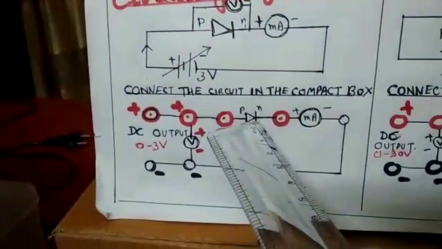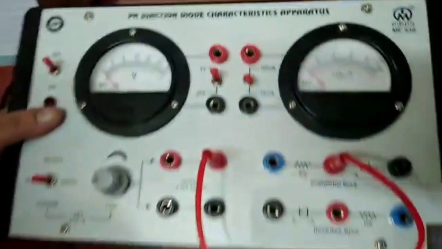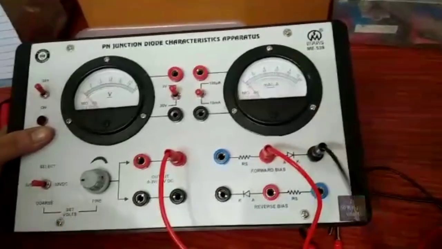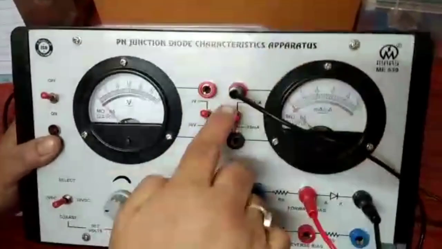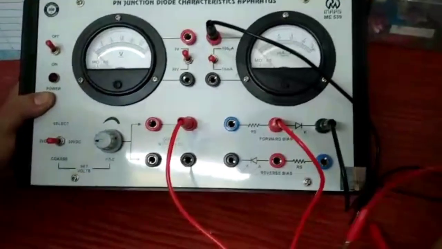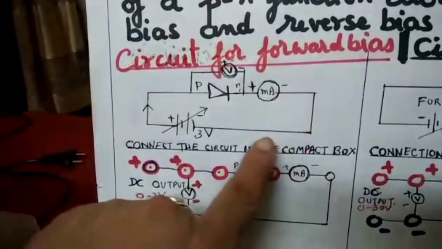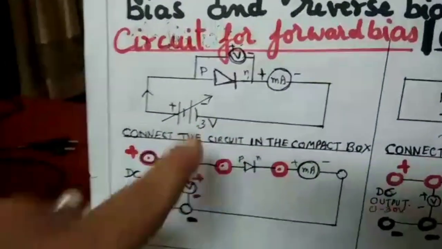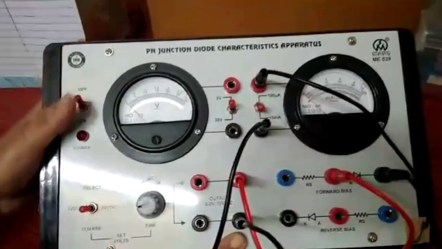Then, just see, the N portion of the diode is connected to the positive of the milliammeter. This is the milliammeter you can see. The red one is the positive of the milliammeter. Here these denote positive and negative. Now from the negative of the milliammeter, you can see it is coming to the negative of the battery.